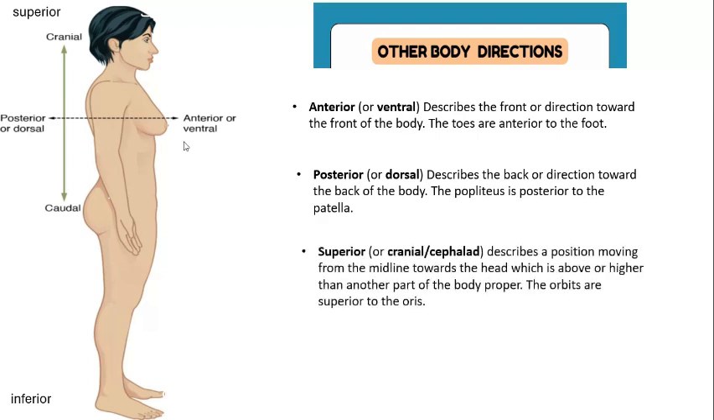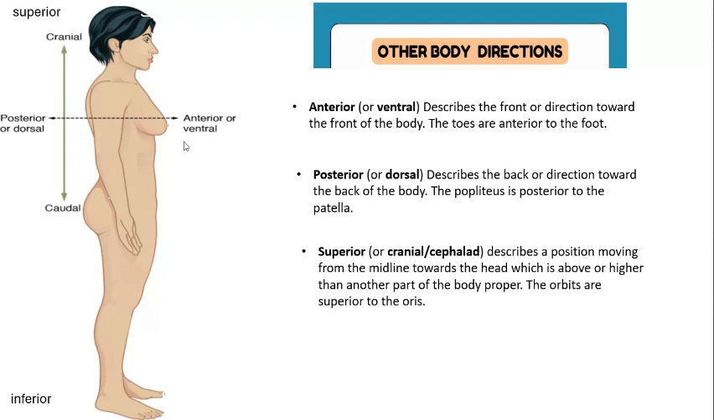Then another one we'll be looking at there is the cephalad. Now, when we look at the cephalad, which is also known as the cranial, we look at it as something towards the head, above. It is above the body. It's at the upper part of the body. It's towards the head of the body.